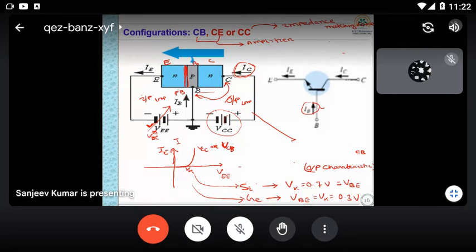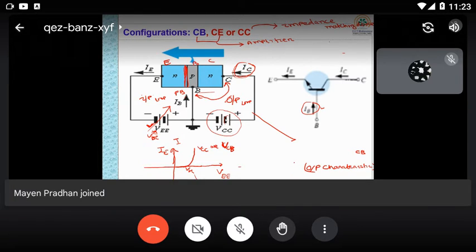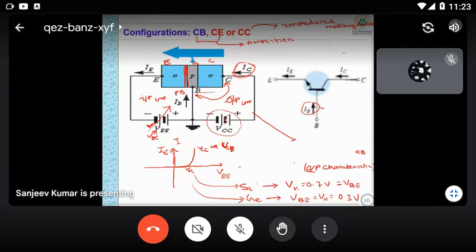So here what is the input current? Anyone can tell me? IB or IE? What is your input characteristic? Input characteristic is between IE versus VE. So what input you are giving, what I told, output characteristic will depend upon input only. So what input you are giving here?